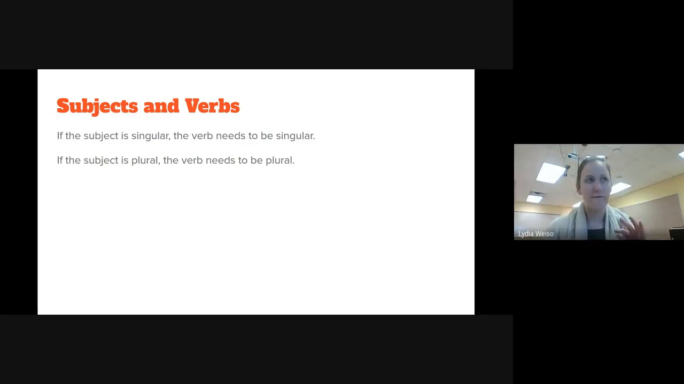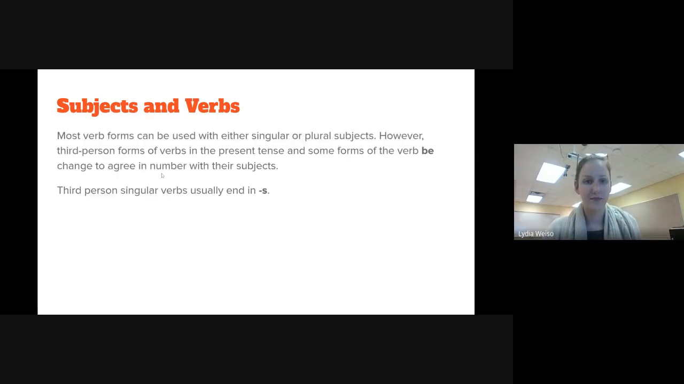The problem is that there are 3 or 4 cases that are sort of special cases where you can't just say, oh, well, obviously that's plural. Obviously that's singular. So obviously I know what to do with my verb. So we're going to run through those special cases. Now, most verb forms can be used with either singular or plural subjects. However, the third person forms of verbs in the present tense and then forms of the verb be and have change to agree in number with their subjects.